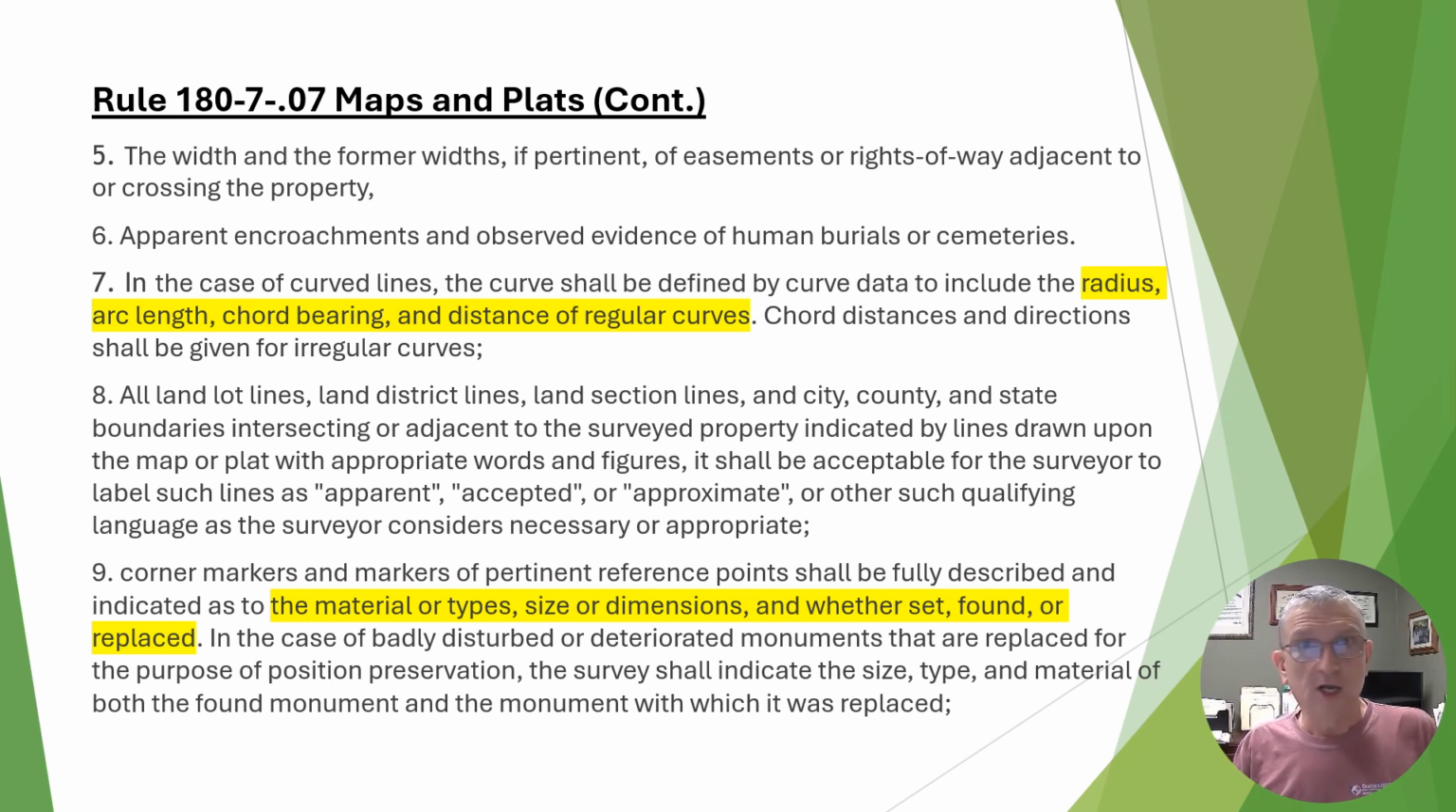So if it's a 1-inch by 1.5 inch oval rod, that's what you put on the plat. Don't just say IPF. Don't just say rod. It needs to say the material or type, the size, and whether you found it or set it.